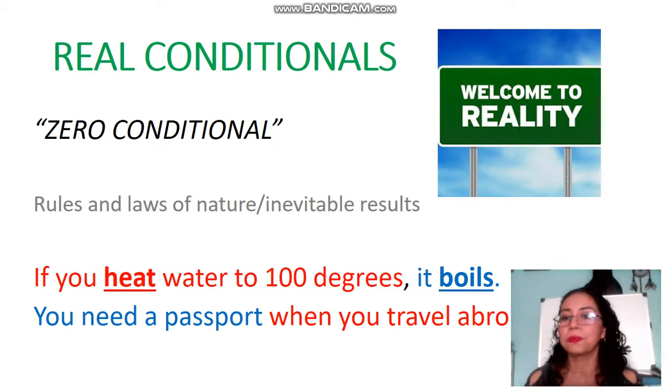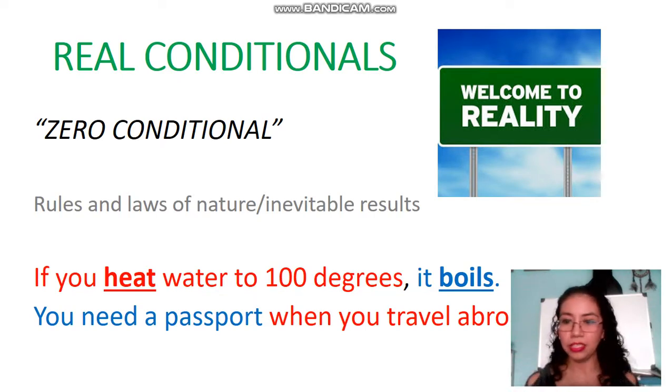Okay? Well, so zero conditional, it's telling me something that is inevitable. If you heat water to 100 degrees, inevitably it boils. There is no other possible result. Nothing else will happen to your water, but it's going to start boiling. So that's a law of nature, right?